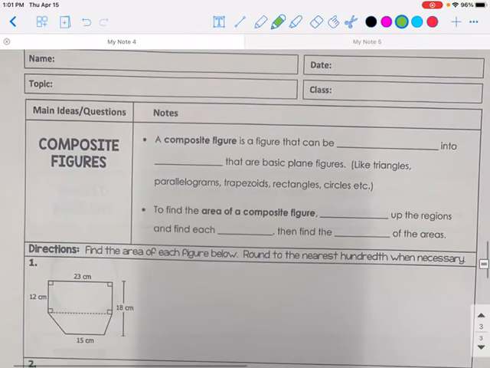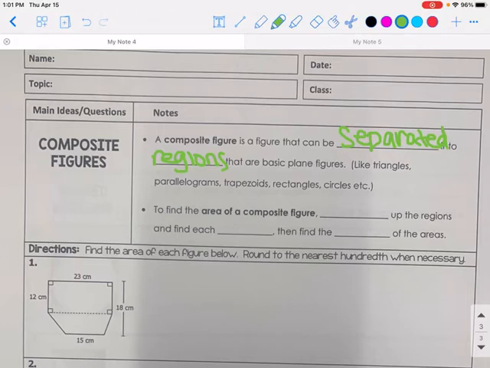Okay, so today we're doing composite figures, and I think this is where the area part gets a little bit more fun, because we've just been doing basic shapes up until now, and with composite figures, we're going to have to break up our shapes into shapes we already know. So composite figures are figures that can be separated into different regions, and those regions are those basic shapes, like a triangle, a rectangle, a square, a circle, things like that.